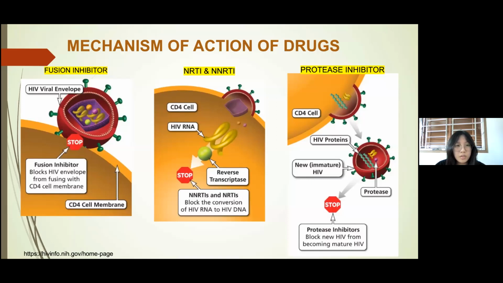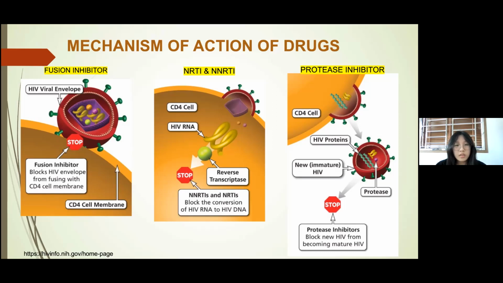So this slide shows the mechanism of action of the drugs. The first one from the left side is fusion inhibitors. Fusion inhibitors will block HIV envelope from fusing with the CD4 cell membrane. And the second one is NRTI and NNRTI, which block the conversion of HIV RNA to HIV DNA. And the third one is protease inhibitors.